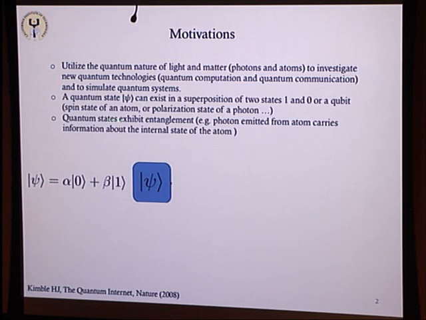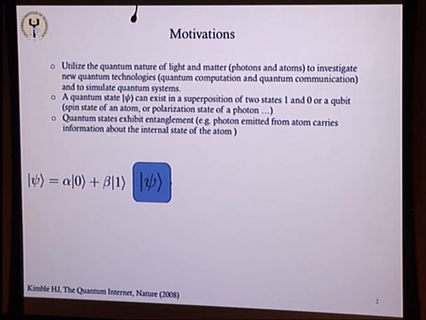The way that we can do this is by utilizing the quantum nature of the state. If you have some quantum state psi, it can exist in a superposition of up and down, or 1 and 0. It doesn't have to be an atom with a spin. It can also be the polarization state of a photon. By utilizing this nature, you get a speed up in quantum information processing, looking at things like factorizing numbers. Shor's algorithm is a famous example of this.